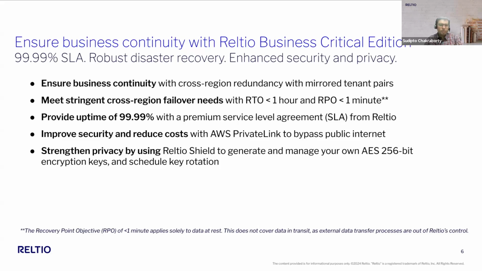The next promise we make is four nines uptime SLAs, right? So we offer a premium service level agreement of four nines uptime for BCE, and four nines availability means at most, right? At most 52 minutes of downtime in an entire year. That's all. And this is a higher guarantee than our standard 99.5 SLAs.